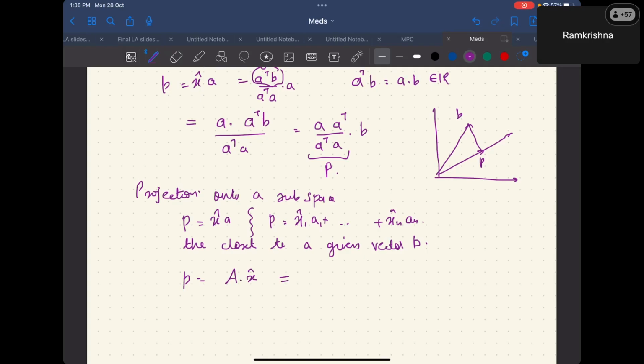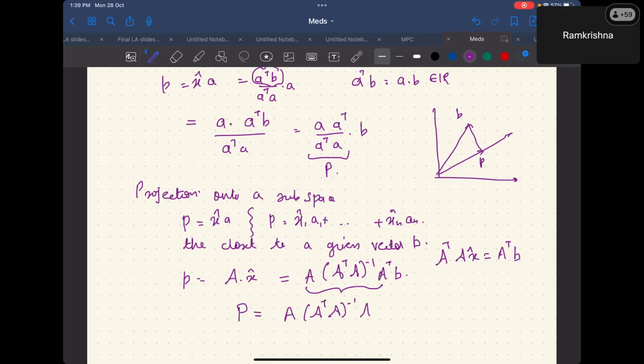So how did we compute the x hat? x hat was computed from the relation A transpose A x hat is A transpose B. So this is A transpose A inverse A transpose B. And therefore, the projection matrix P is now A transpose A inverse A transpose.